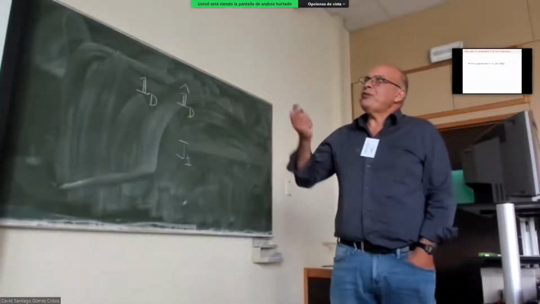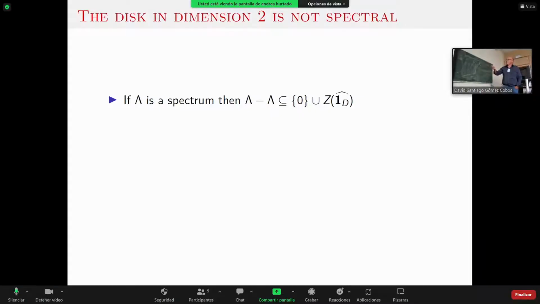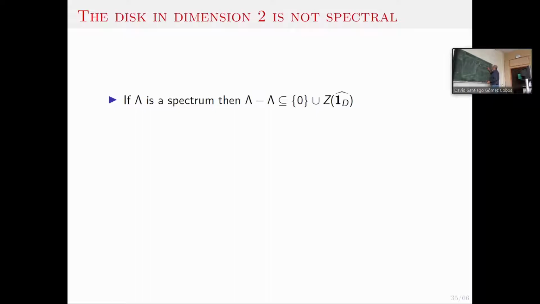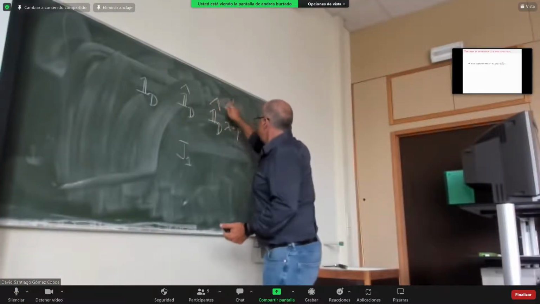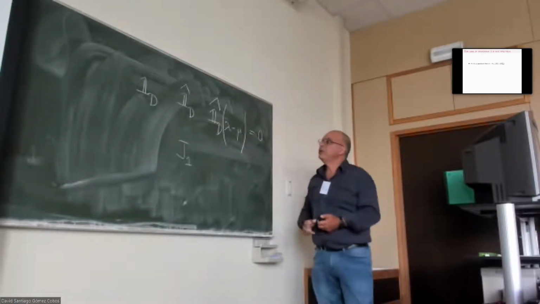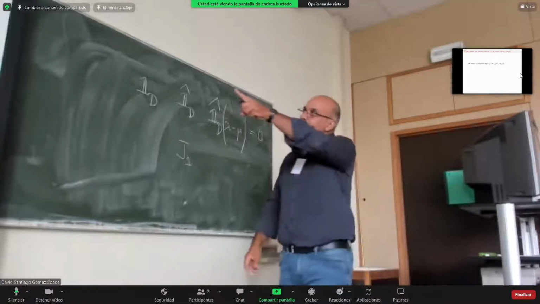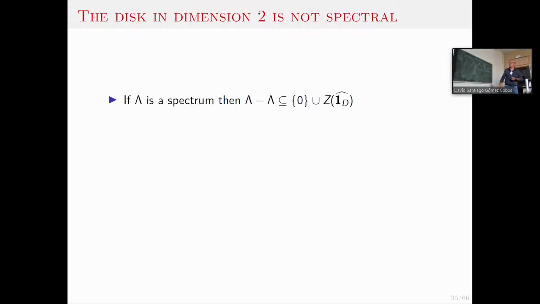Okay? Suppose it's spectral. So suppose we have a spectrum, and then, as we remember, for two frequencies to be orthogonal, we must have that the difference lives in the zeros of the Fourier transform. So, lambda minus lambda should be contained in the zeros of this function. That's equivalent to orthogonality.